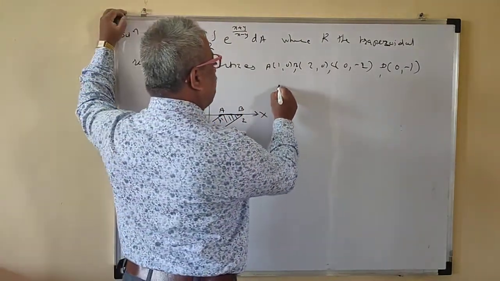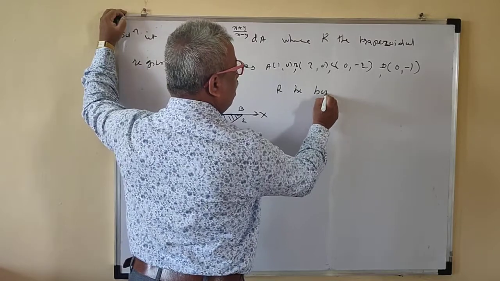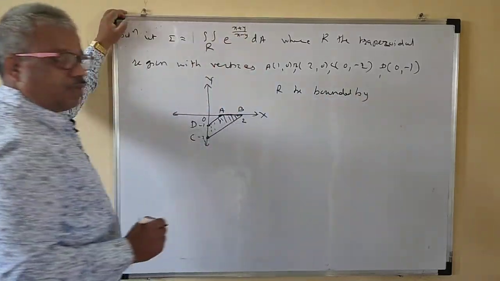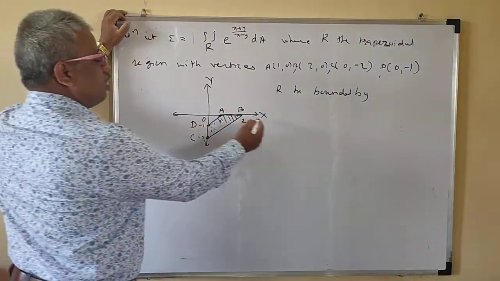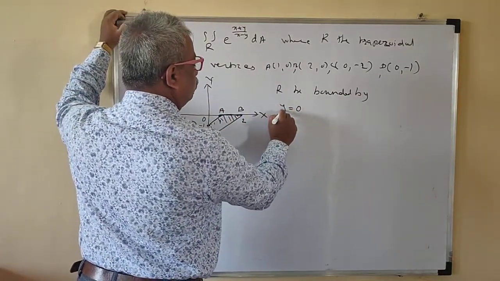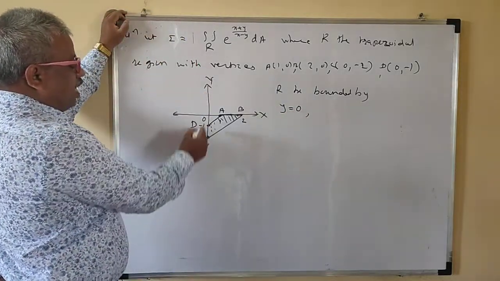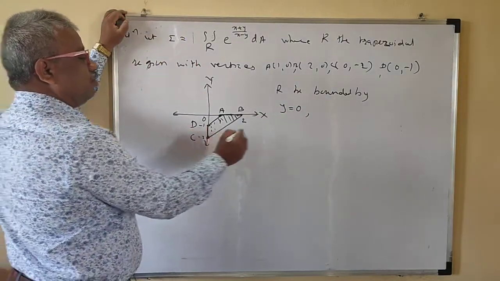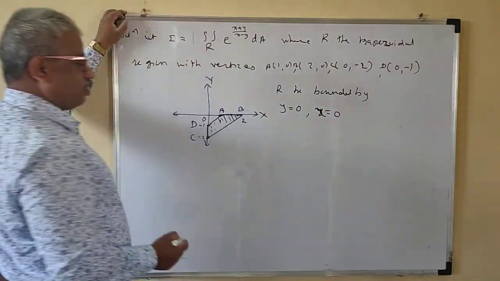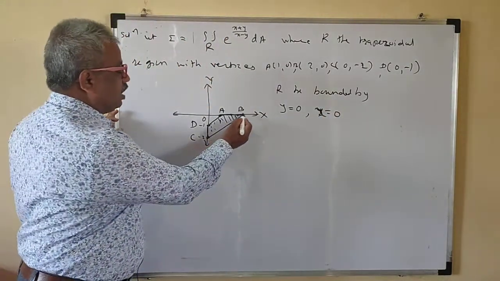R is bounded by the x axis, that means y is equal to 0. This line is along the y axis, so x is equal to 0.